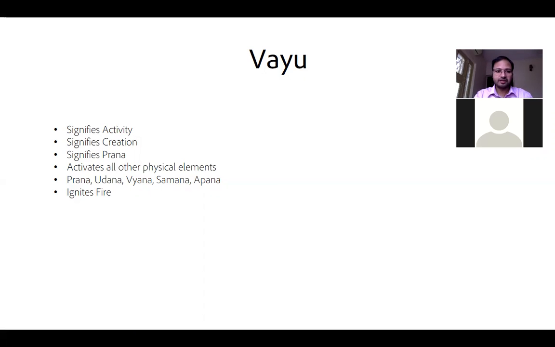So thought process is also an activity. Taking an action is also an activity. All kind of activity, or for that matter, presence of life, because life means activity, is possible because of Vayu.